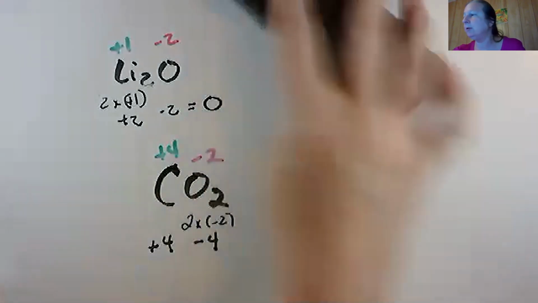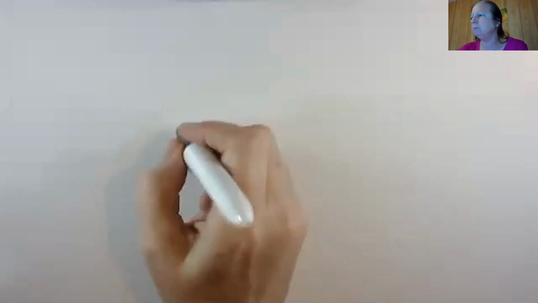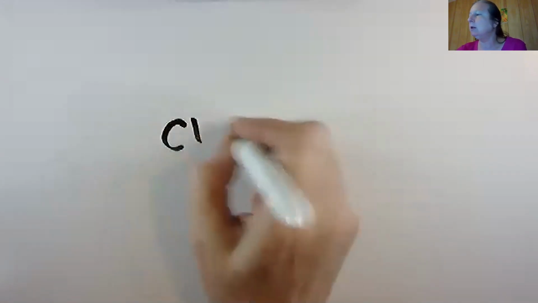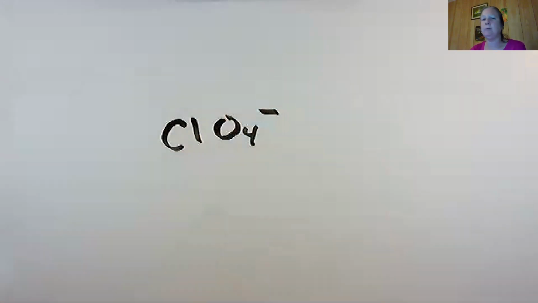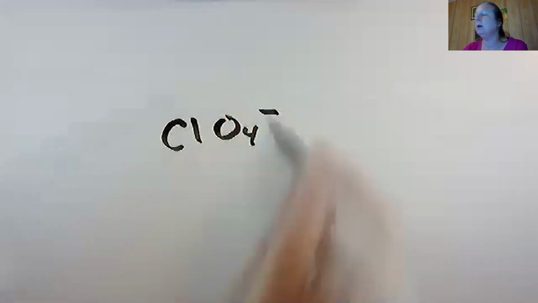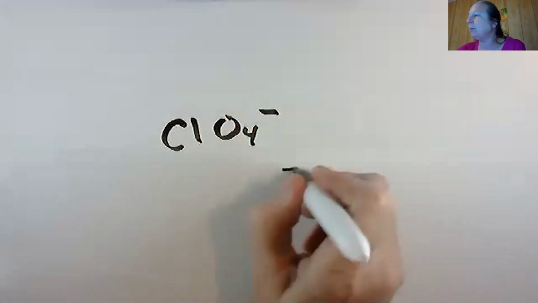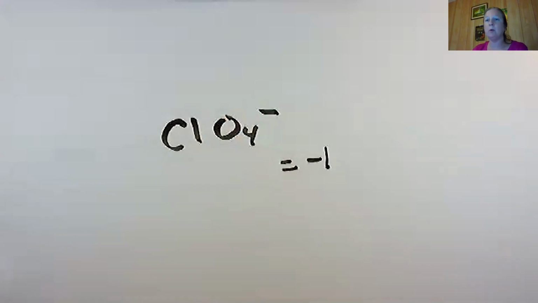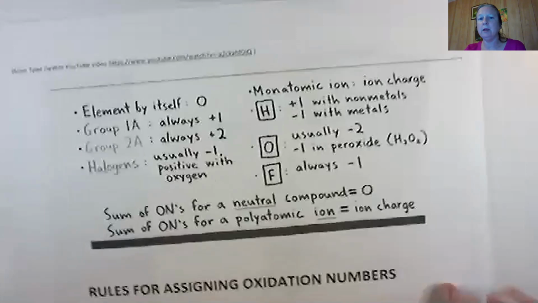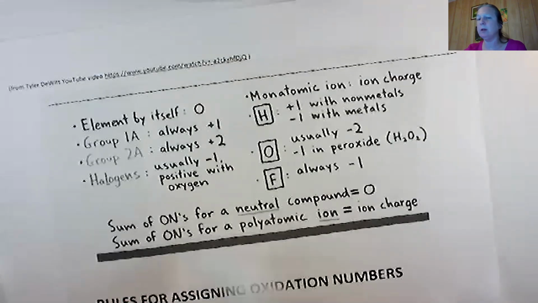Okay, I'm going to erase these, and we're going to go to the next slide. It starts getting a little more, not too challenging, but a little more twist. This time we have perchlorate ion. We have a charge, and so what we sum is going to equal -1. It is not going to equal 0, because the rule is the sum of the oxidation numbers for a polyatomic ion is equal to the ion charge.